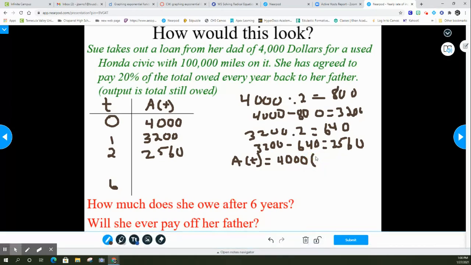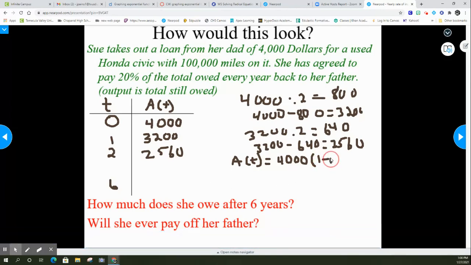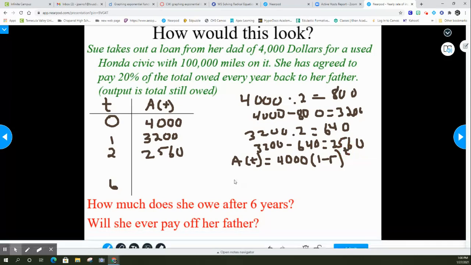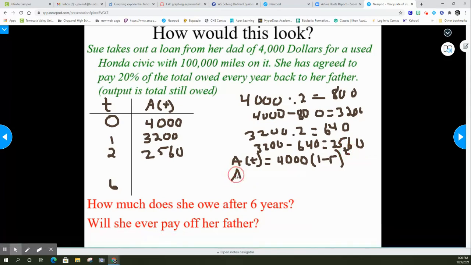And so what's left, because remember this represents what's left, is 80%. If we pay 20, what's left is 80%. So that's 1 minus r in this case. And we know that r is 20%. We'll plug that in here in a second, raised to the t. So for our formula, we want A of 6. What are we going to plug in? We have 4,000 times 0.8 raised to the 6th, and that's how much she's going to owe.